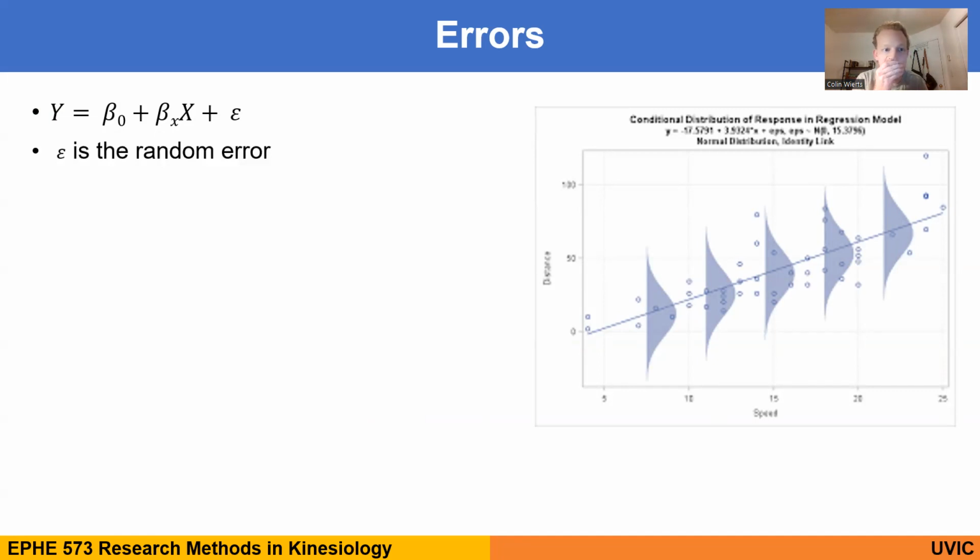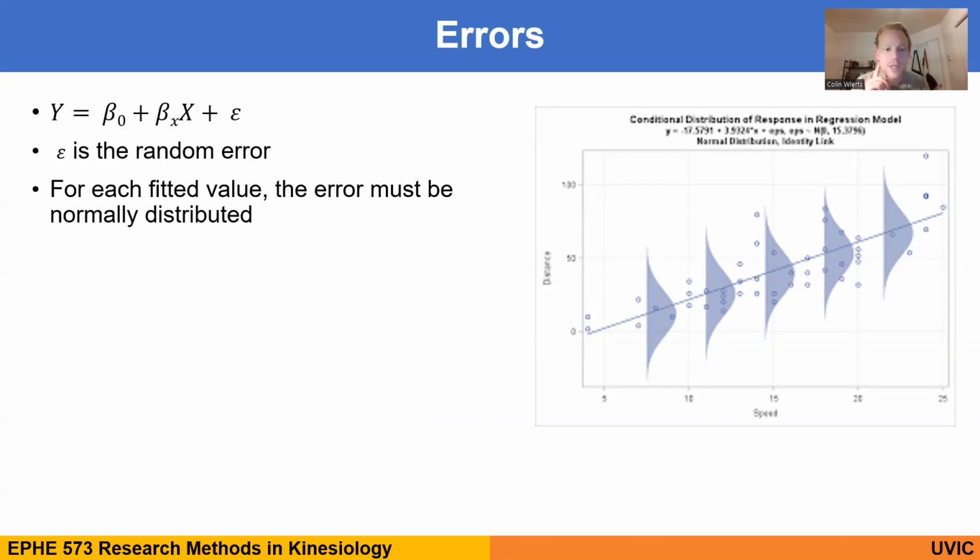So this is just to reiterate our discussion about the random error. For each fitted value, the errors must be normally distributed. So let's say, for a more applicable example, on our y-axis we have a performance variable. Sorry, I'm very tired right now. Our y outcome is sport performance of some sort, like how fast someone swam, and that's our y-axis. People vary on that.